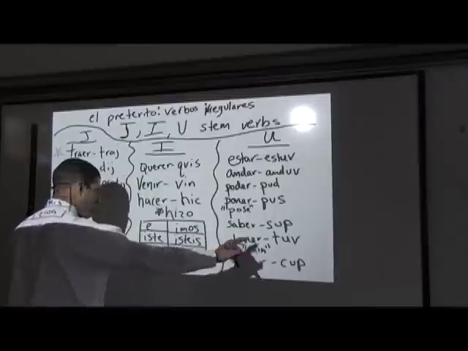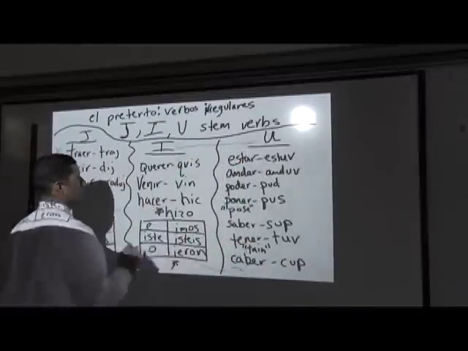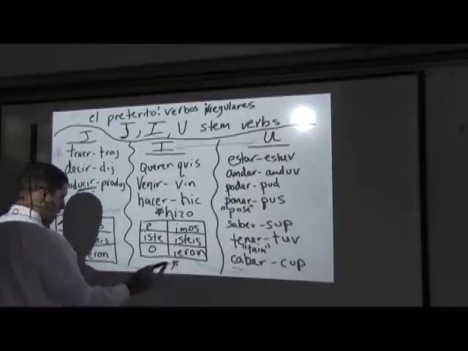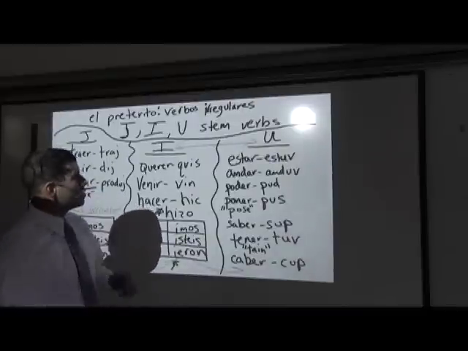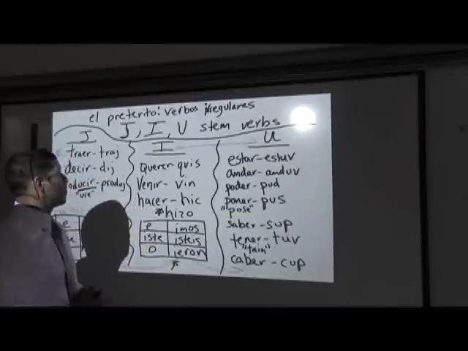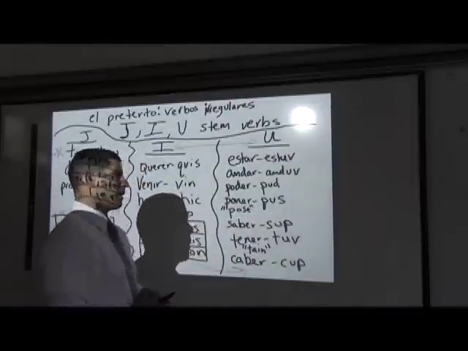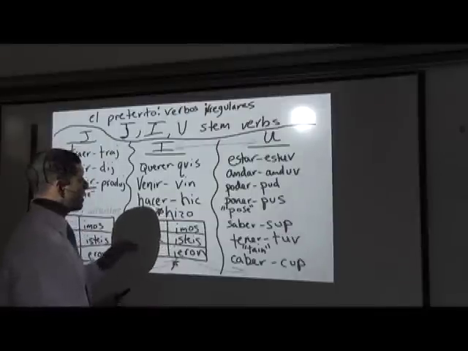And your endings are the same as I and J. Same endings. These are very similar except for this one difference, that you add an I. So you have J, I, and U stem verbs in el pretérito, and these are verbos irregulares for sure, because they're definitely not the regular stem, and the endings are different too.